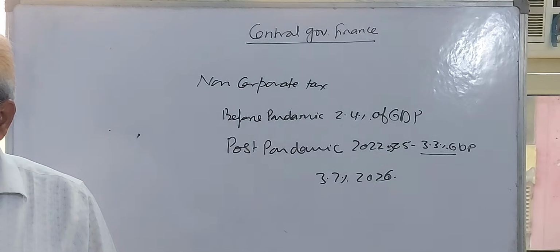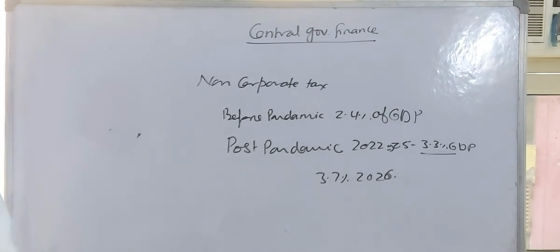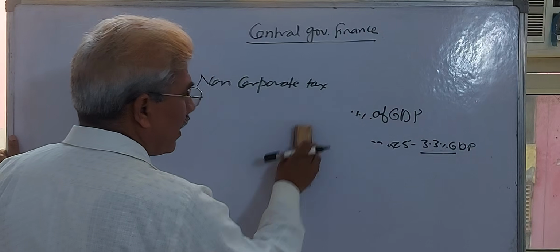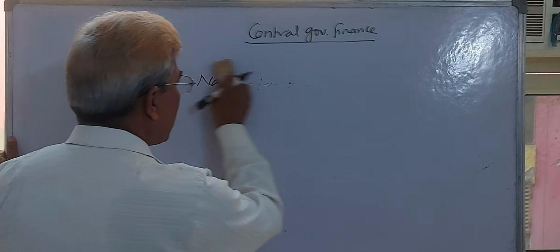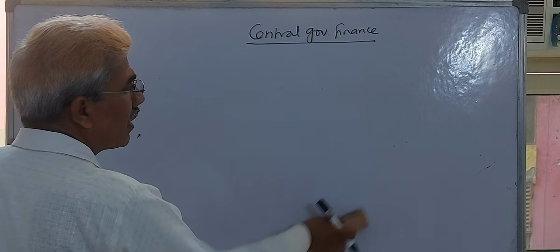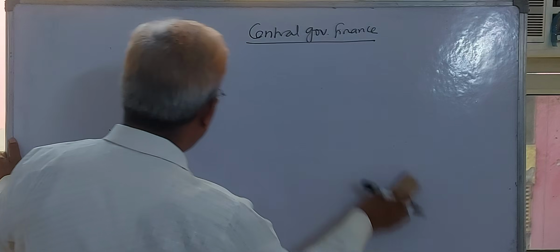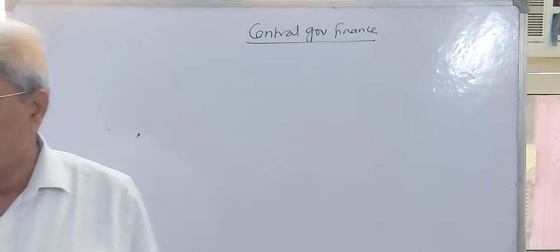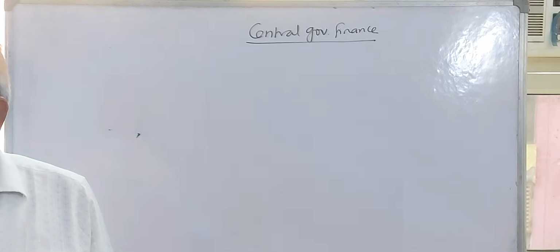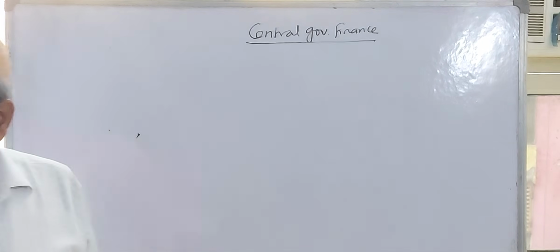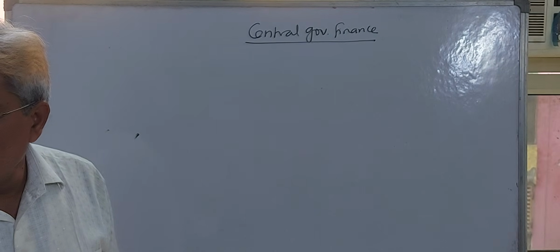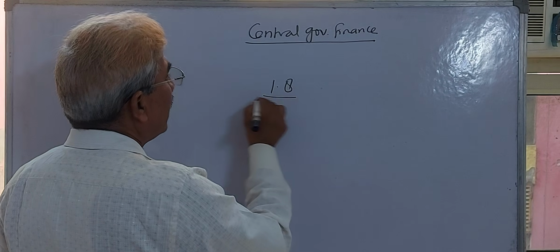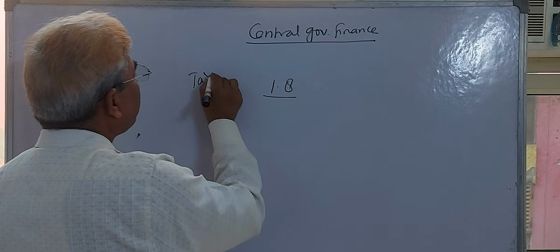This momentum is because of tax buoyancy. What do you mean by tax buoyancy? If you would like to know this term, you should go to my previous lecture on the YouTube channel, The Economic IAS. You will see the meaning of tax buoyancy. The non-corporate tax buoyancy during 2023 increased up to 1.8. That is the tax buoyancy.